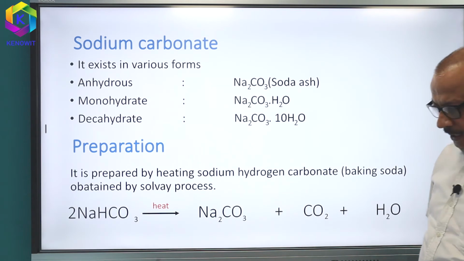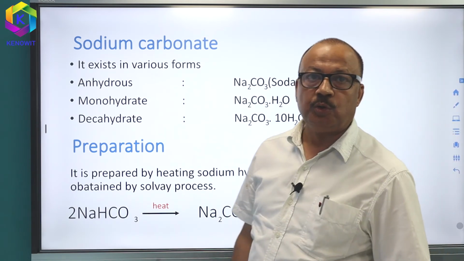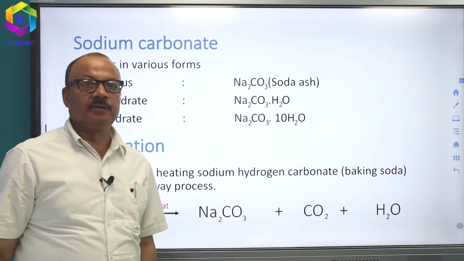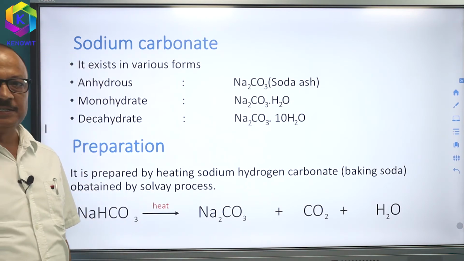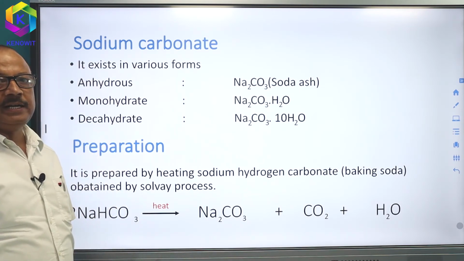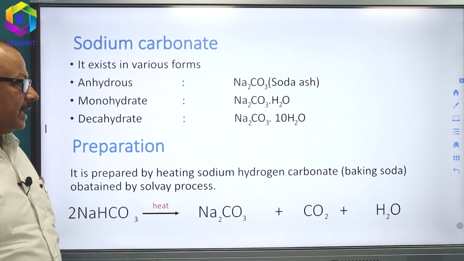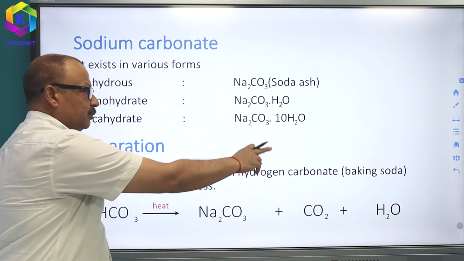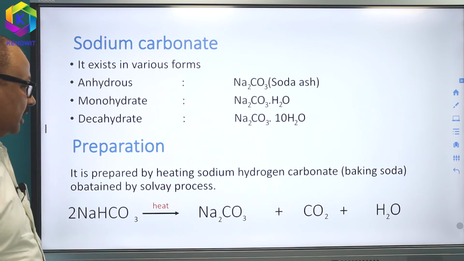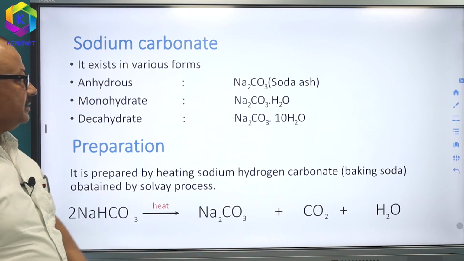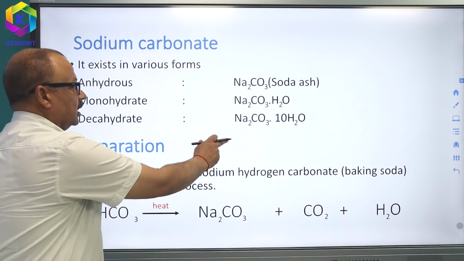It is prepared by the action of heat on sodium hydrogen carbonate. When sodium hydrogen carbonate is heated, sodium carbonate, water plus carbon dioxide is formed. Sodium hydrogen carbonate is known as baking soda, and sodium carbonate decahydrate is washing soda.